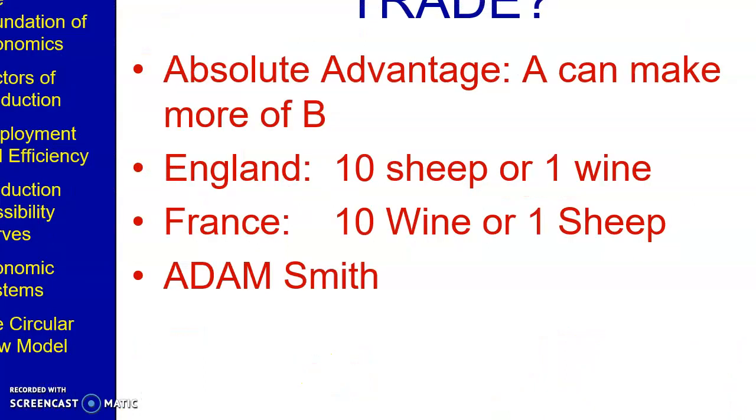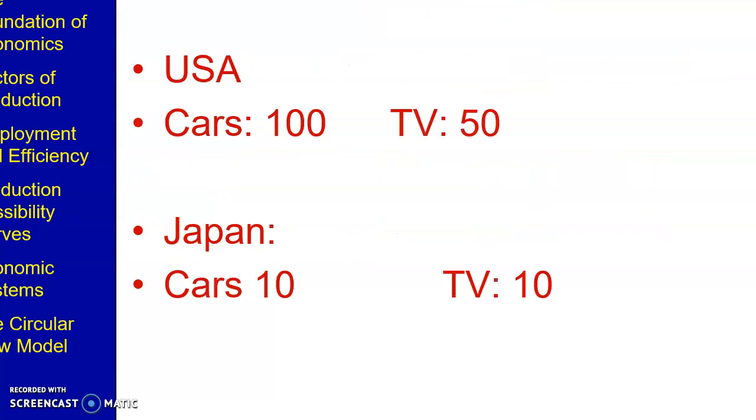So absolute advantage: you can make more than the other country, okay? England makes more sheep, France makes more wine, one produces sheep, one produces wine, and they trade between their individual domestic opportunity cost, and everybody wins, okay? All right, let's take a look.